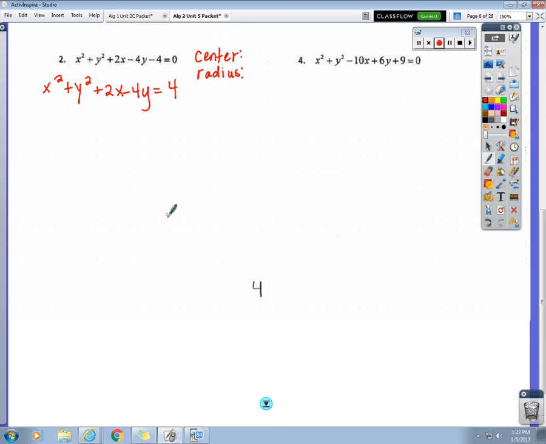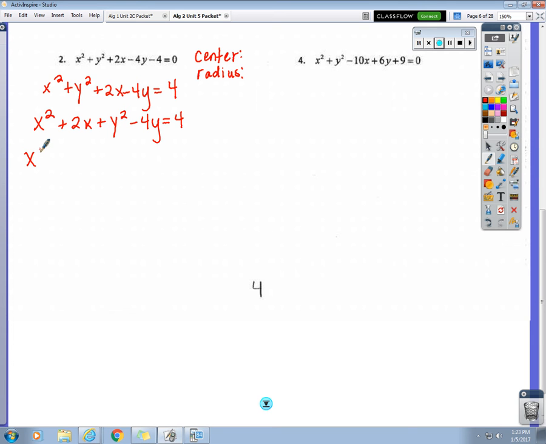What's step 2? Right, group your x's and group your y's. So when I write x squared, now instead of writing that next, I'm going to put the 2x beside it. And then I'll write y squared, and I'll put the minus 4y beside it. So that's step 2. Group the x's together, group the y's together. What's step 3?